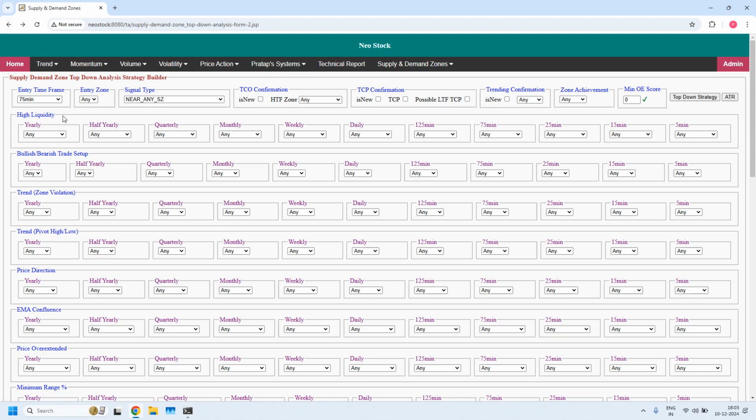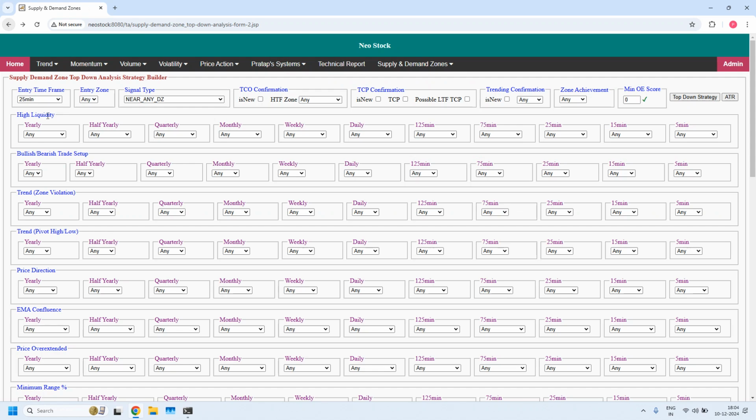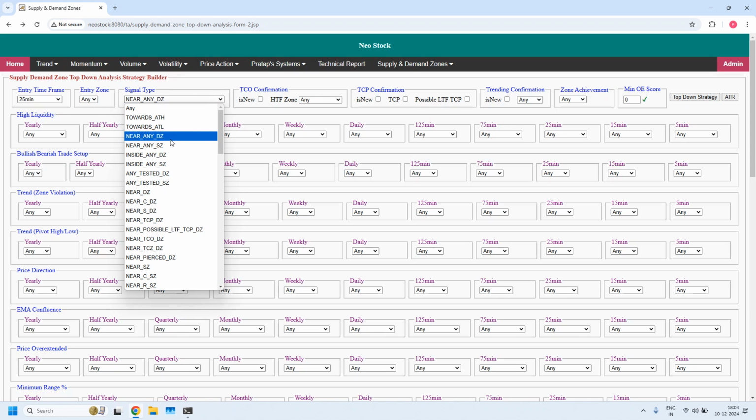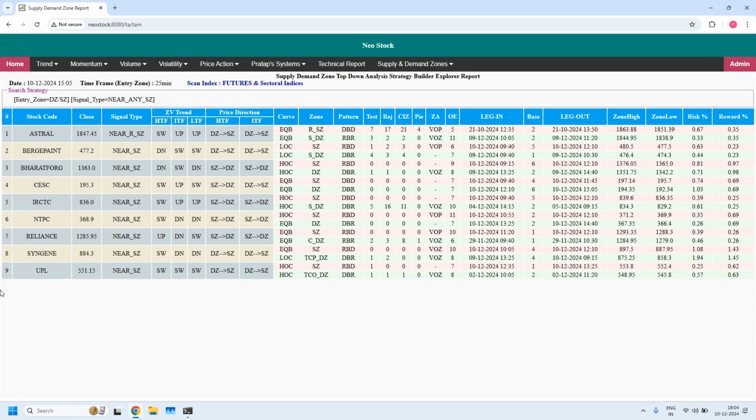Next time frame is 25 minutes. Stocks near 25 minutes demand zone. We got 5 stocks. Next 25 minutes time frame. Stocks near 25 minutes supply zone. We got 9 stocks.